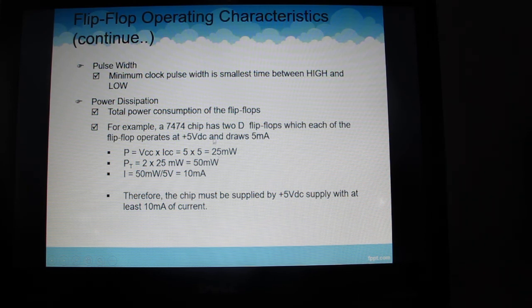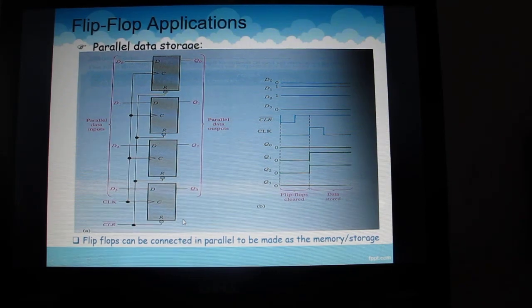Okay, and then because we use 2 D flip-flops, we have to multiply by 2. We got 50 milliwatts. Alright, using the same formula to get the total current here. This is the total power, and this is the total current. That means the power divided by voltage, so you can get the total current. So the total current is 10 milliamperes. Therefore the chip must be supplied by a 5 volts DC supply with at least 10 milliamperes of current. Okay, next we go for the flip-flop application.